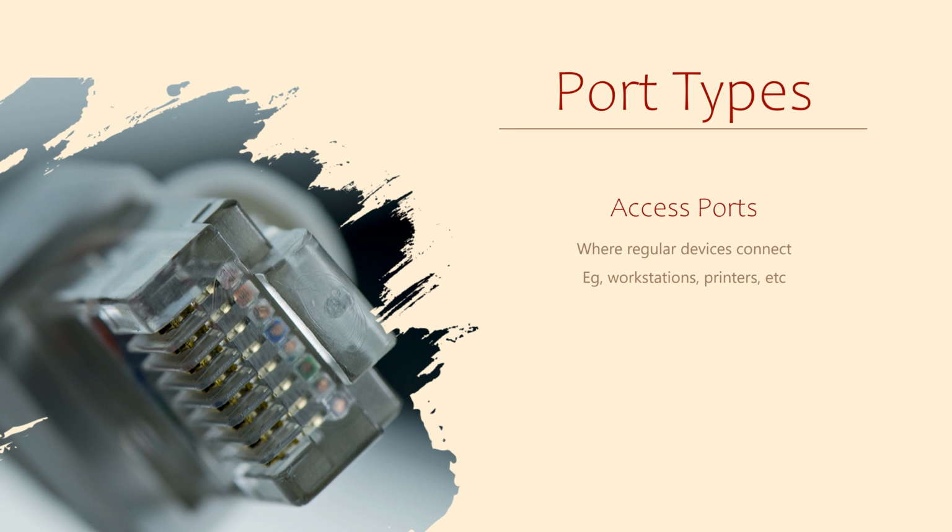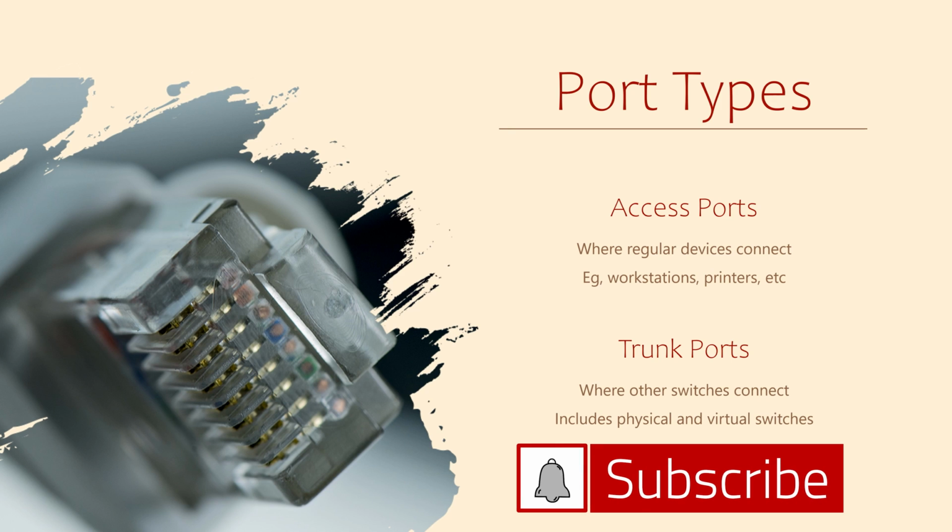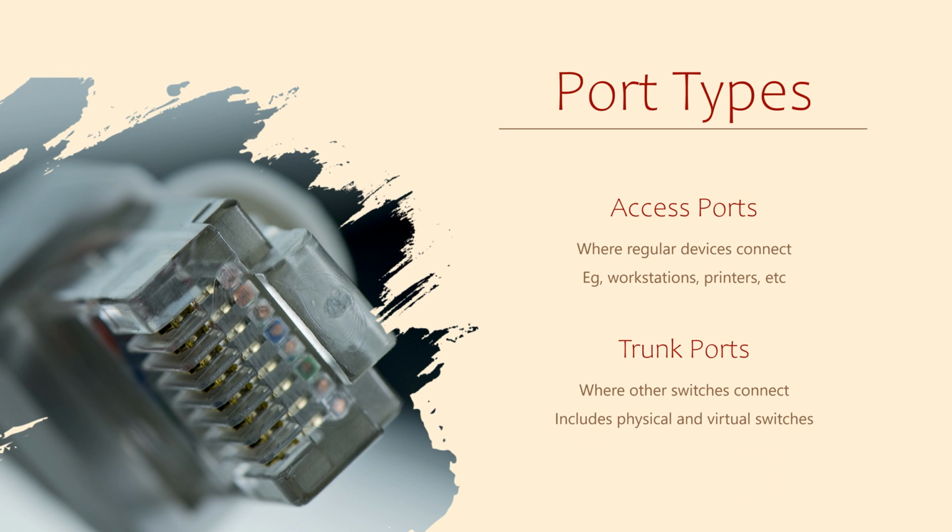We need to add interfaces to VLANs, and when we do, we have two options. We can configure access ports or trunk ports. Access ports are the interfaces that regular devices connect to. That includes workstations, printers, phones, and other devices like that.